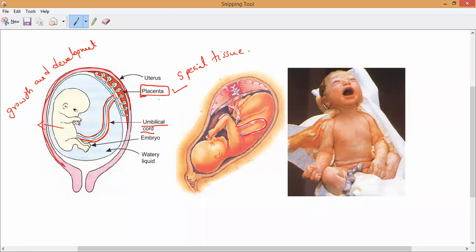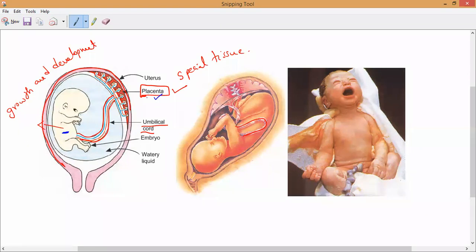That is why we can say the placenta is the place of exchange of nutrients, oxygen and waste products between the embryo and the mother's body, only through the placenta. The placenta is the special tissue which provides the required nutrients for the growth of the baby's body, provides oxygen for respiration, that is, for the baby to stay alive, and takes the waste products from the baby and gives them to the mother's body so that they are excreted outside. That is the importance of the placenta.